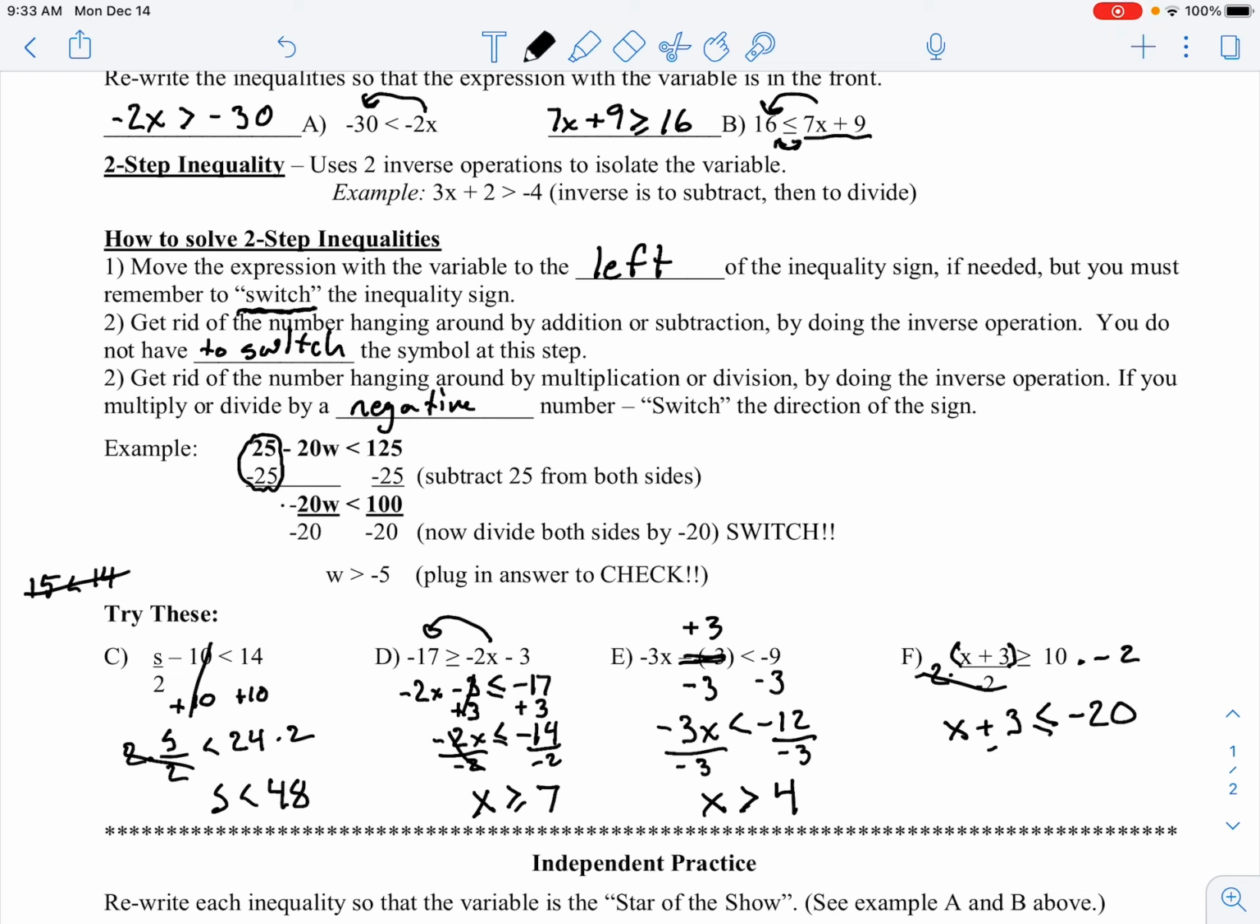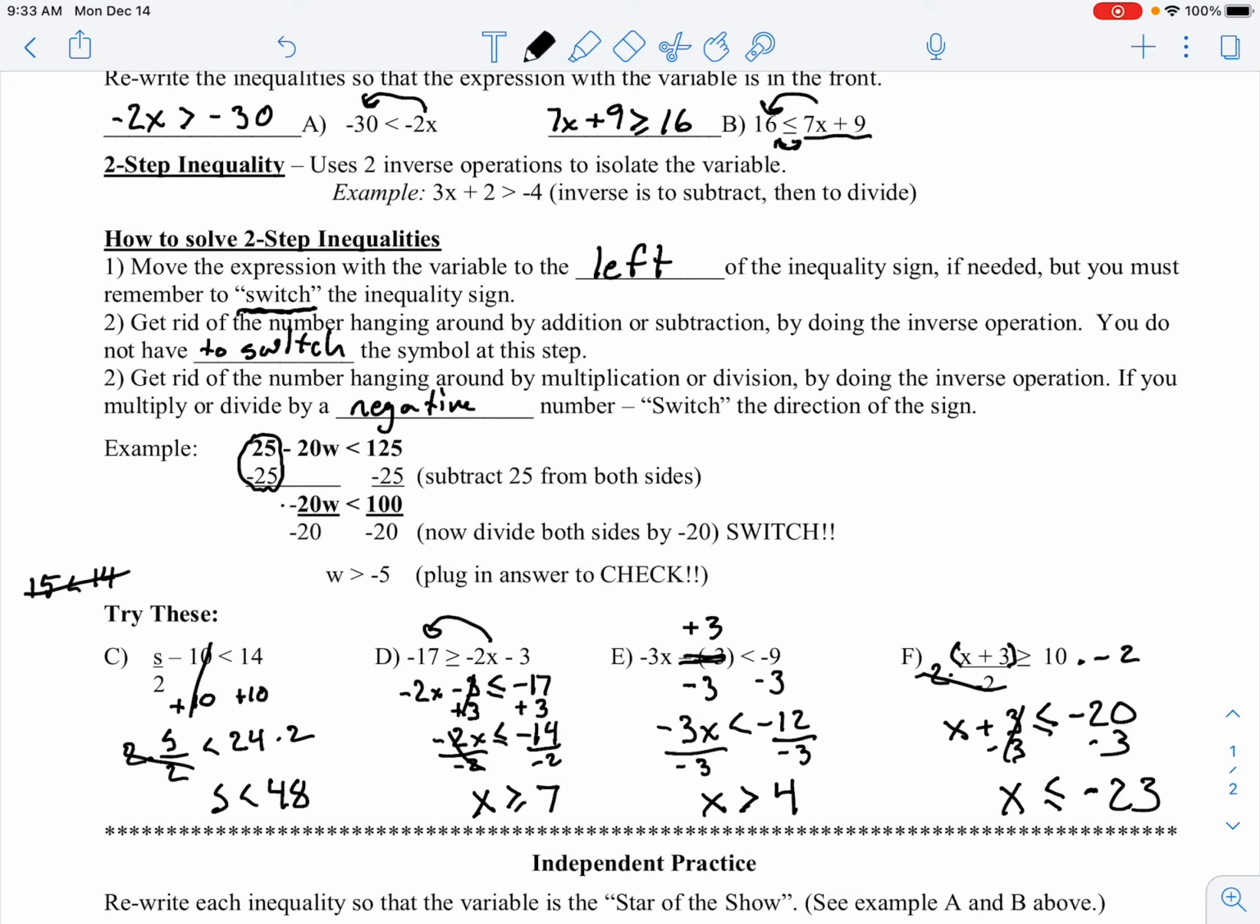And then we just need to undo this addition bit here. When I subtract for this, remember we don't need to swap the sign for addition or subtraction. So x will be less than or equal to negative 20 minus 3, which is going to be negative 23. So just like equations when we're solving them, except when we multiply or divide by a negative, you've got to remember to switch your sign there.